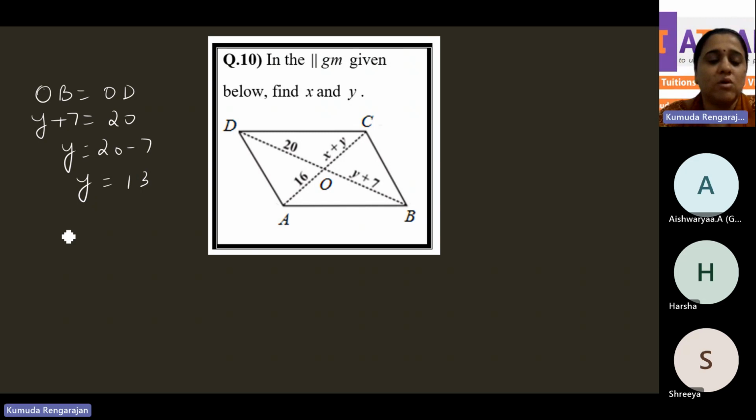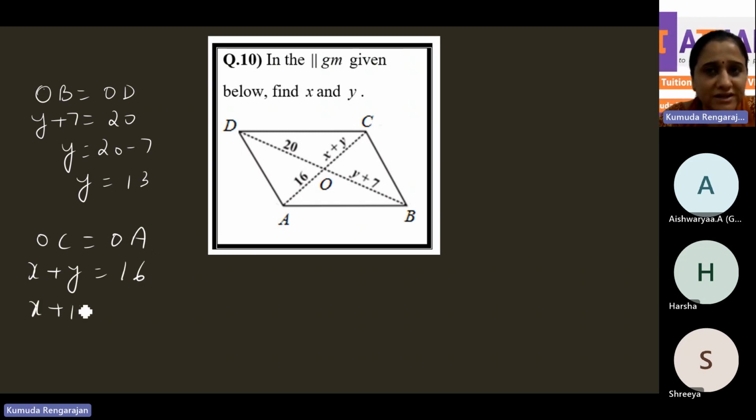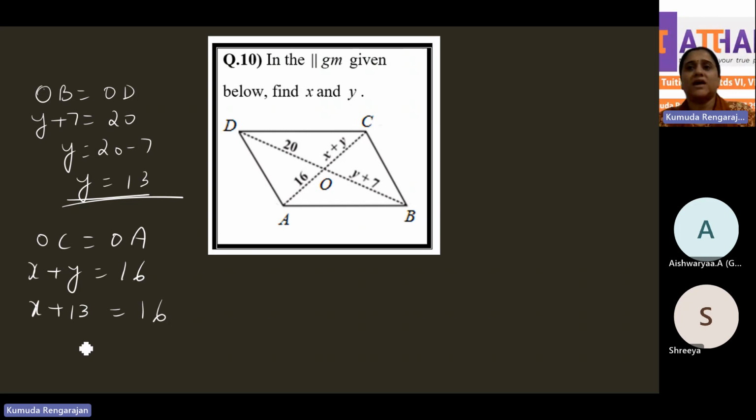Also, OC is equal to OA. x plus y is equal to 16. x plus 13 is equal to 16 because y is 13. x is equal to 16 minus 13. x is equal to 3.